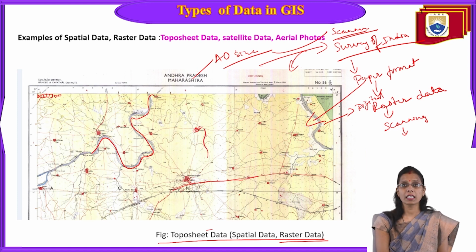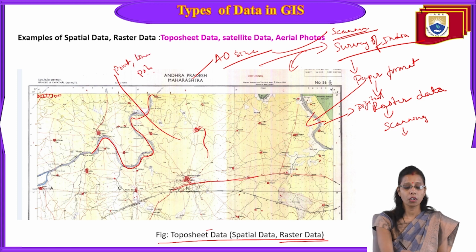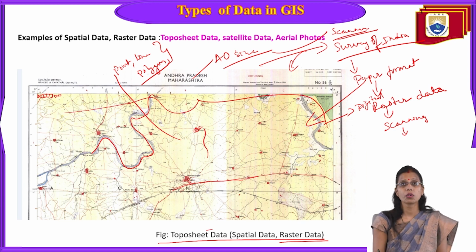So this raster data, if you want to convert it into vector, what do we have to do? We have to use point, line, polygon. These three things we have to use, and you have to convert this entire information to vector. This is the raster. Now this raster information, if you want to convert it, we have to use point, line, and polygon.